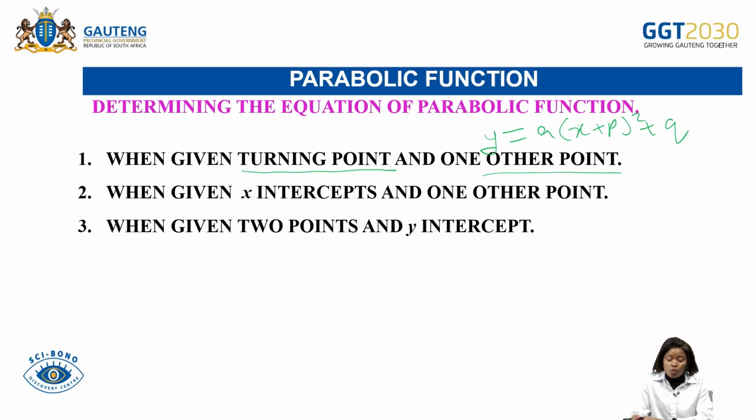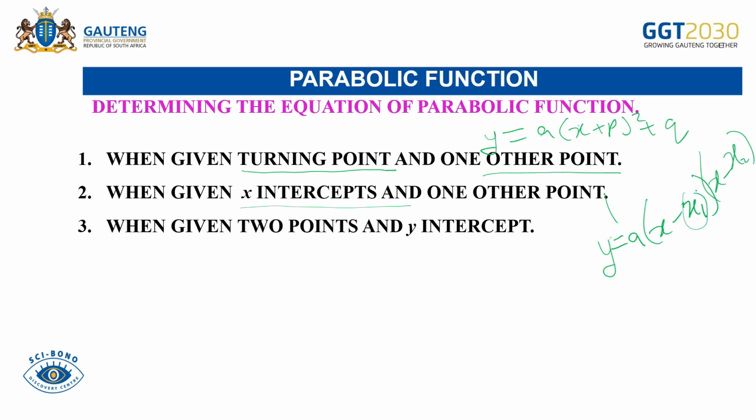Ne? And then what if you are given the x-intercepts and one other point? So if you are given the x-intercepts, you are going to use the equation y is equal to a into x minus x1 times x minus x2, ne? Whereby your x1 and your x2 are the x-intercepts that you'll be given in that case. And then this x and this y, it's going to be this other point that is given. You just substitute everything, you solve for a, then you have your equation.